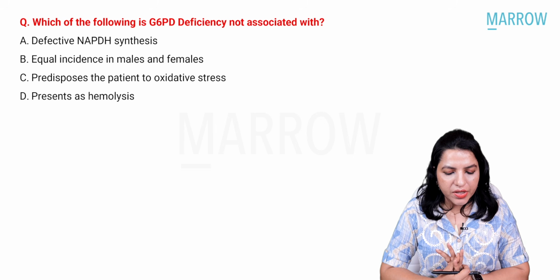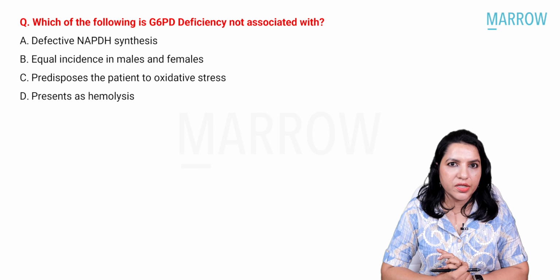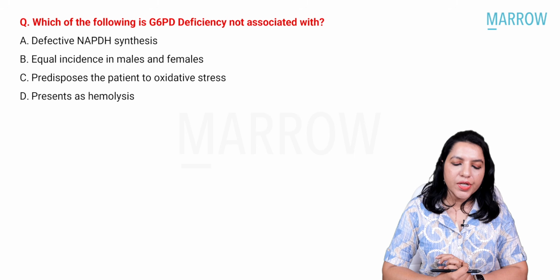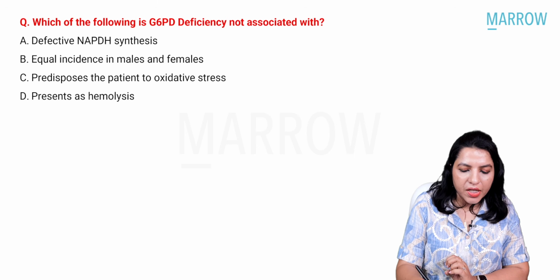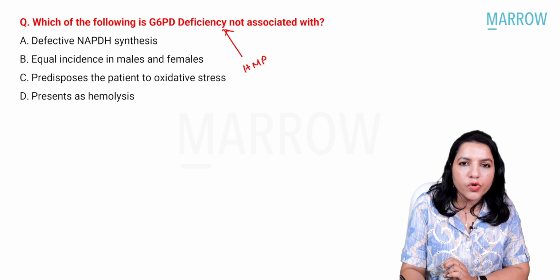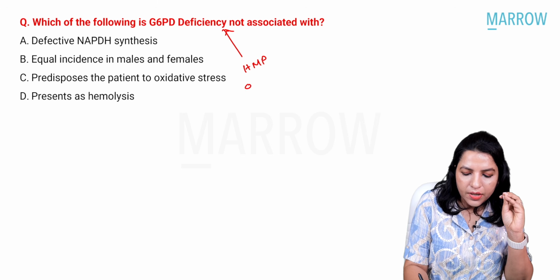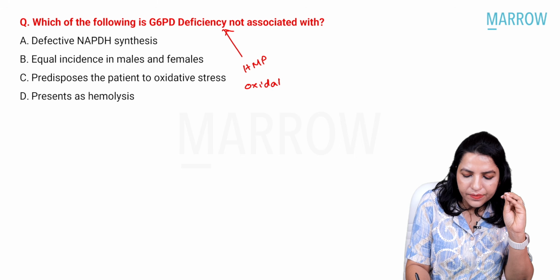Which of the following is G6PD deficiency not associated with? Okay, so G6PD, what is the role of G6PD? It is an enzyme in which pathway? In hexose monophosphate pathway. Now, in the hexose monophosphate pathway, in the oxidative phase, what is produced?